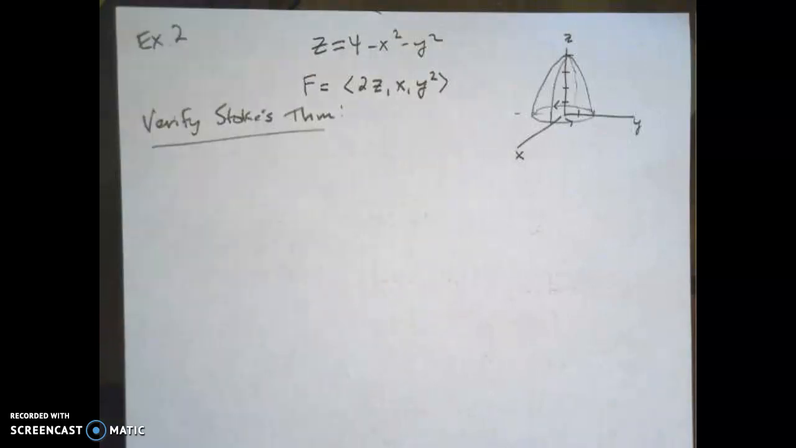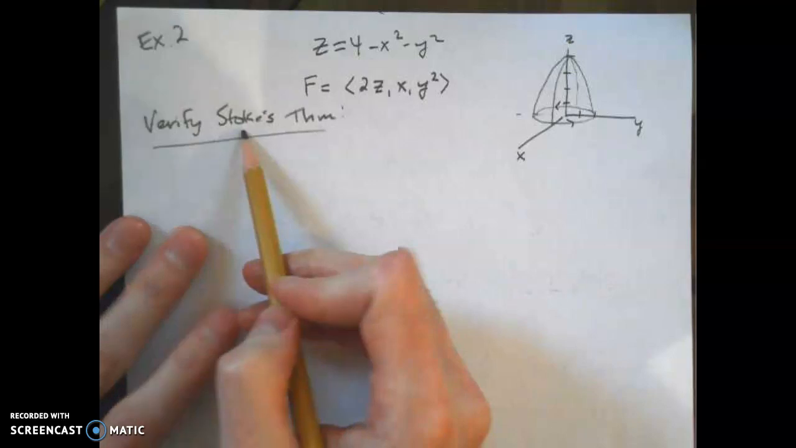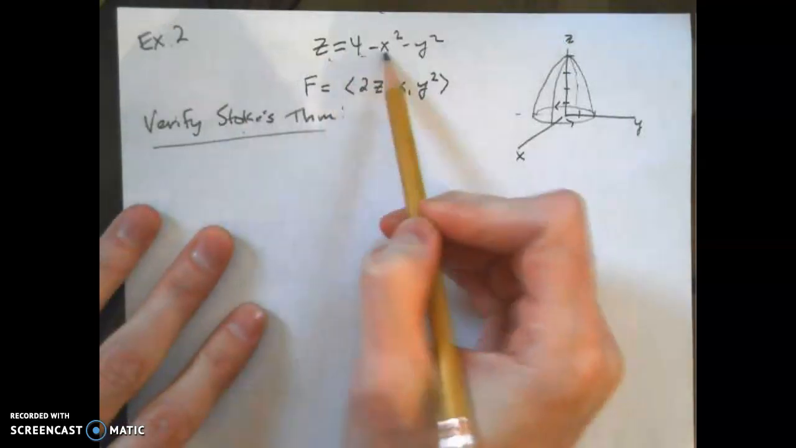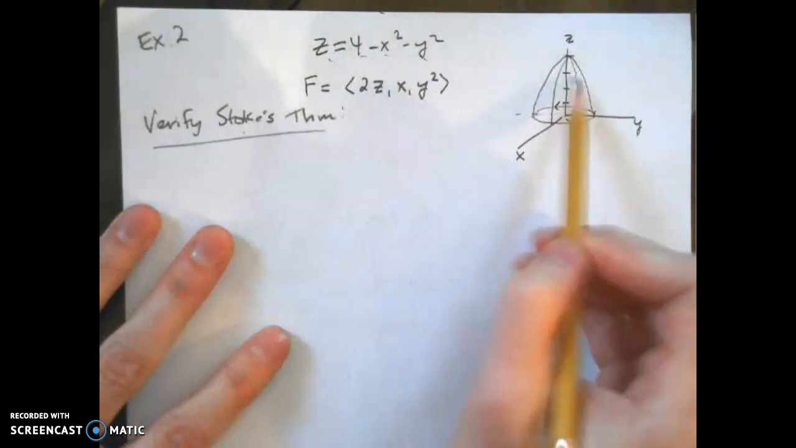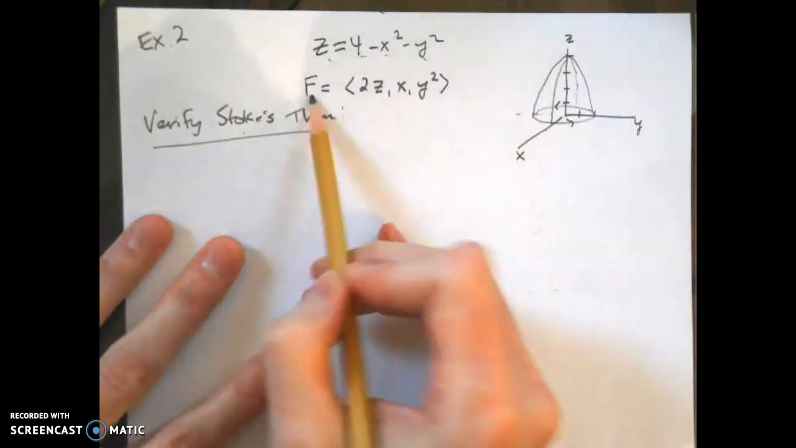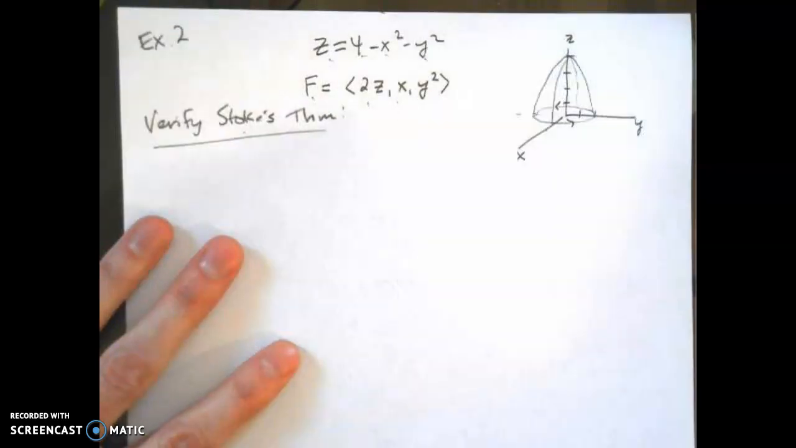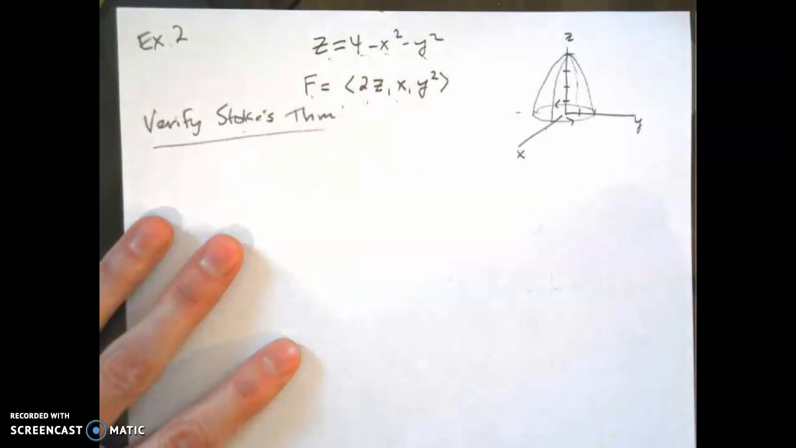Right, example 2. So I've already written this down. It says to verify Stokes' theorem, if your surface is z equals 4 minus x squared minus y squared, the parabola opening down, and your vector field is 2z, x, and y squared, okay? And it says the part of this that lies above the xy plane.